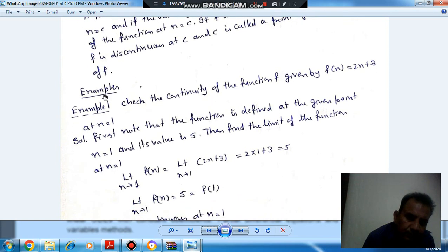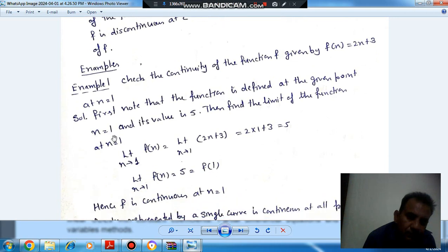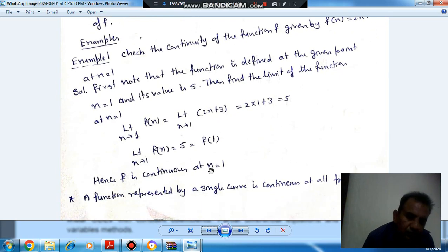Okay, so now we check this example. Check the continuity of the function f given by f(x) = 2x + 3 at x = 1. So we'll find the limit of the function. The limit as x tends to 1 of f(x), putting in 2x + 3 and taking the limit, will be 5, and the value of the function at x = 1, directly putting the value, is 5. So the limit of the function and the value of the function are the same, so it is a continuous function.